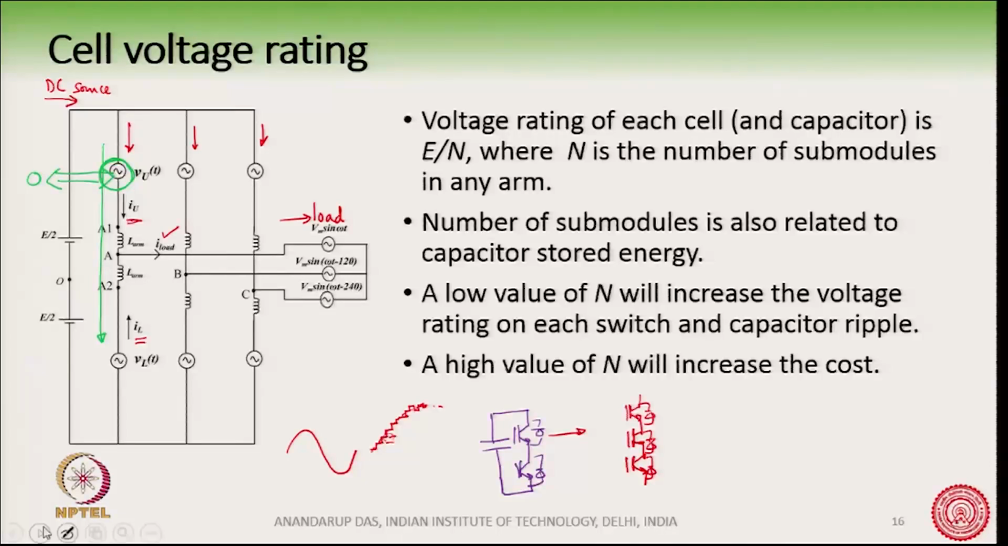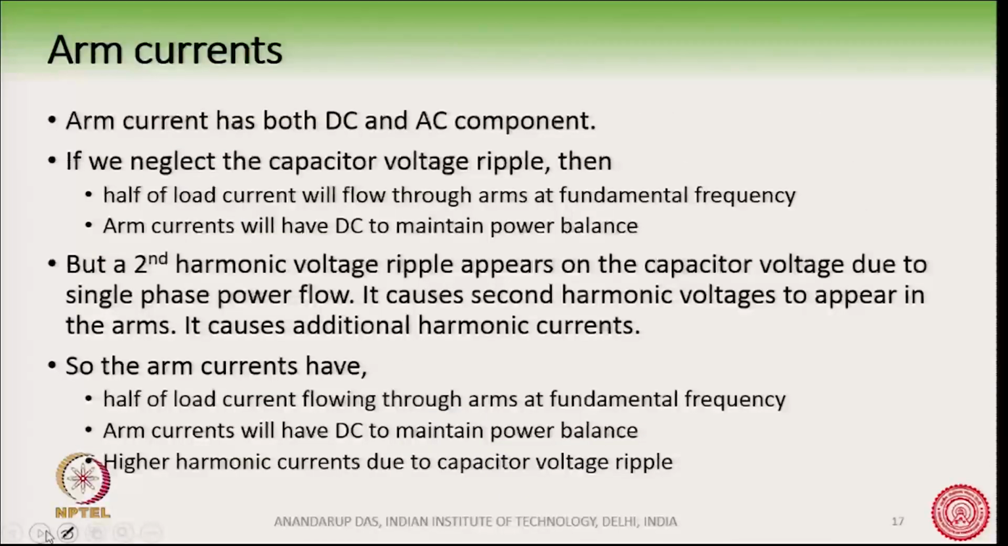So, let us now see. This statement, that the arm current has both DC and AC, can be understood from the operation of the converter. If we neglect the capacitor voltage ripple, then half of the load current will flow through the arms at the fundamental, that is the load current frequency, and arm currents will have a DC component to maintain the power balance or the energy balance, so that the arm energy is fixed.